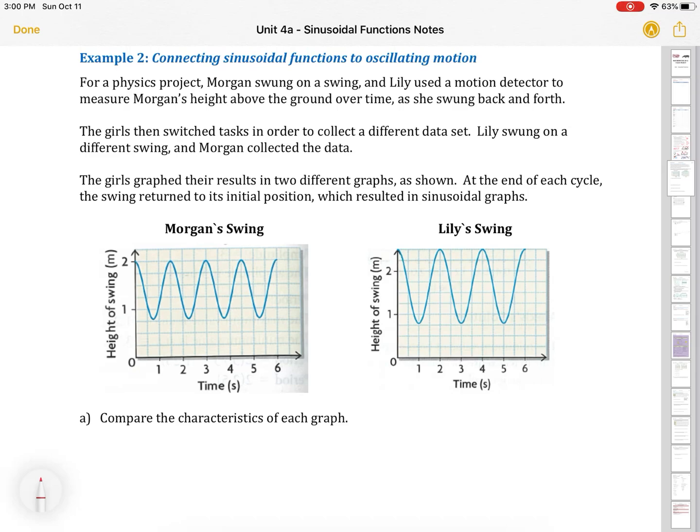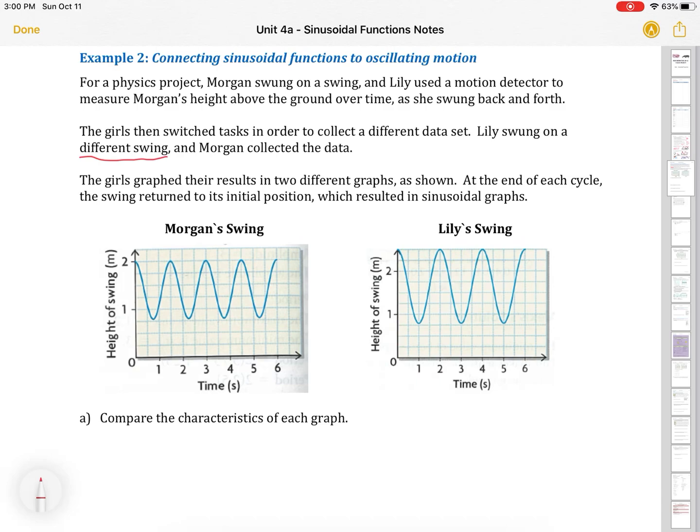For a physics project, Morgan swung on a swing. Lily used a motion detector to measure Morgan's height above the ground over time as she swung back and forth, so that she's measuring the height, right? The girls then switched tasks in order to collect a different data set. Lily swung on a different swing, and Morgan collected the data.